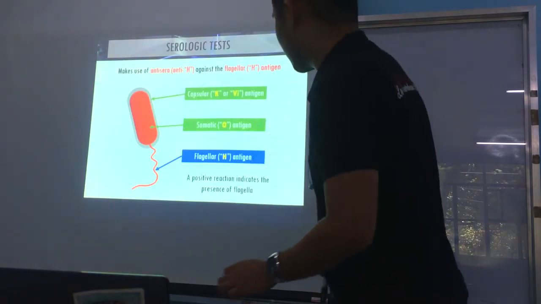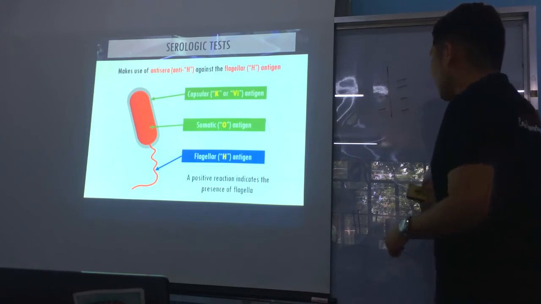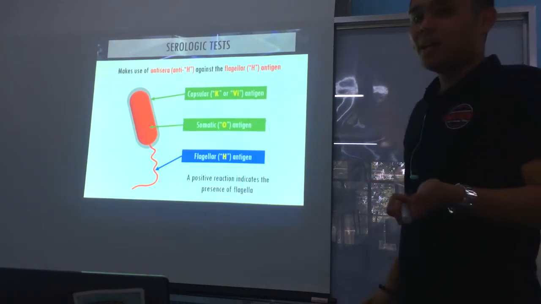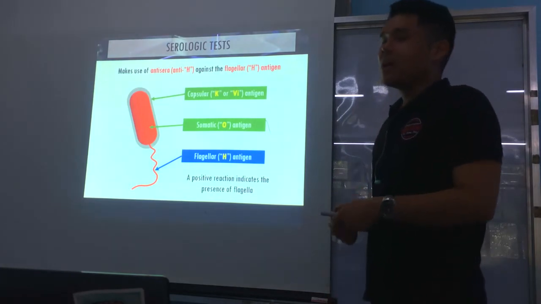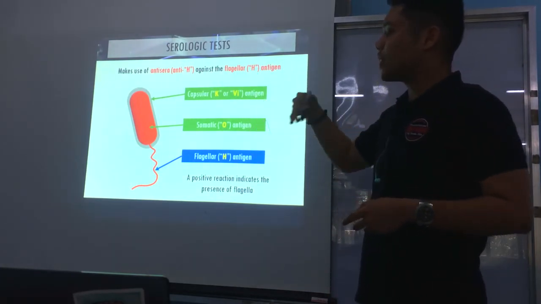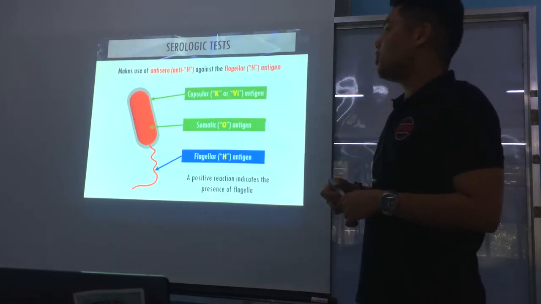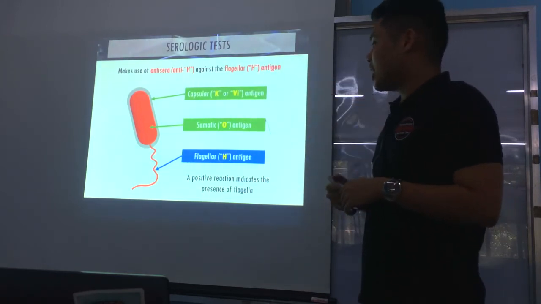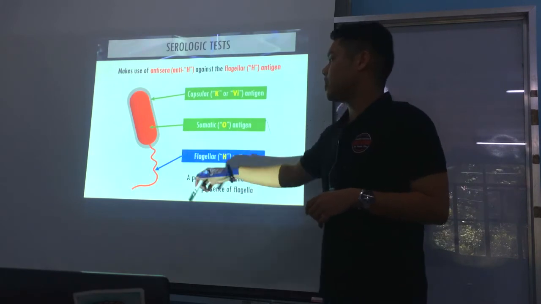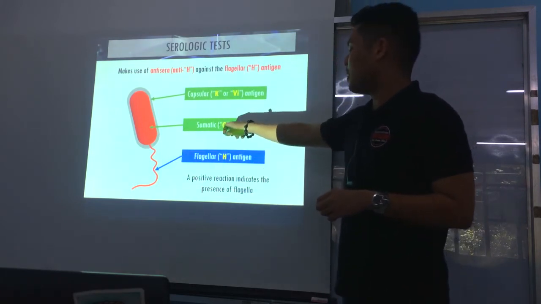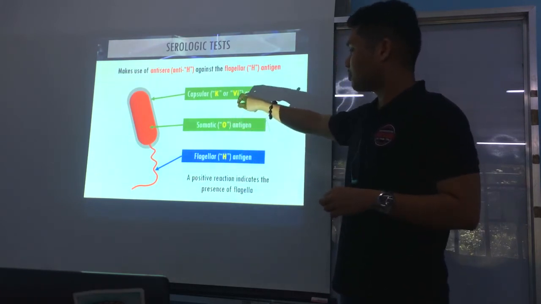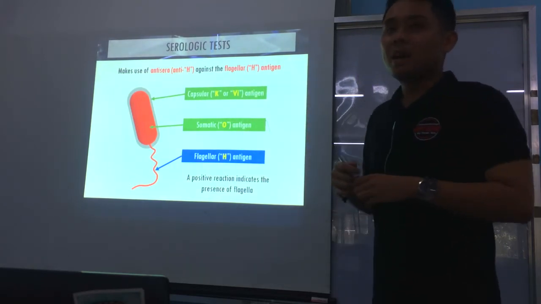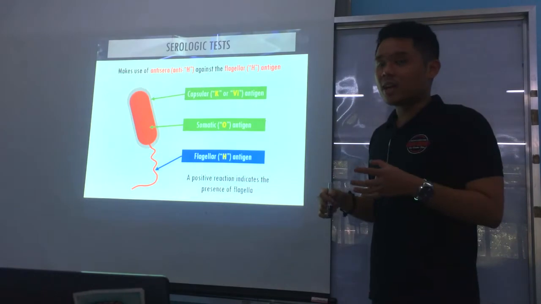When you say serologic test again, we detect the antigen and the antibody. We use the antibody to detect the antigen. Because your bacteria, they have different antigens on their body. And what we detect is the flagellar H antigen. Okay? This one, flagellar H antigen. Please take note, these are the different antigens. Usually, na-encounter na pa rin natin ang Salmonella sa serological testing.